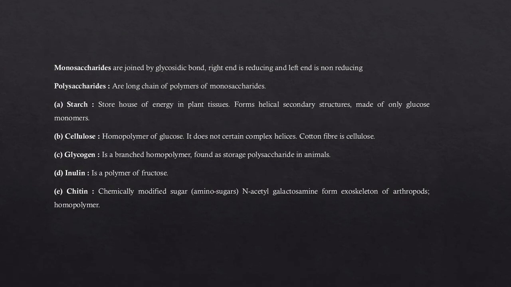Now we begin with a monosaccharide and a polysaccharide. Now monosaccharide, the word itself says mono, that is one. So they are joined by glycosidic bond. Right end is reducing and the left end is non-reducing. Saccharide is a term which is always related to sugar molecule, and mono is one. So containing one sugar molecule. Here you can give an example of glucose, fructose, etc.